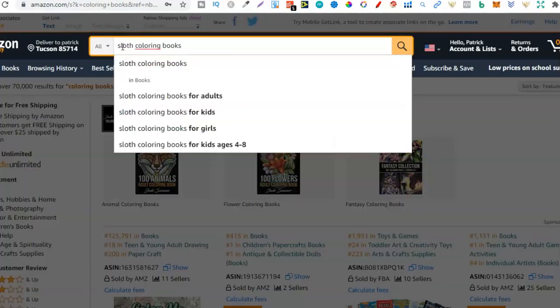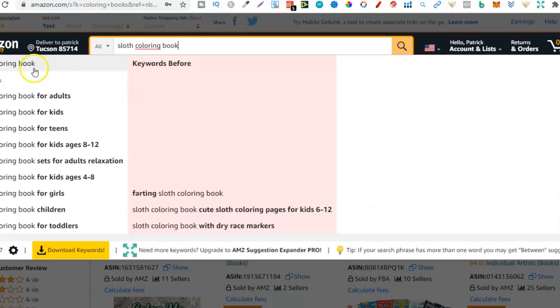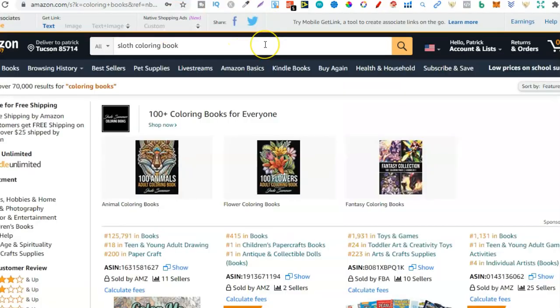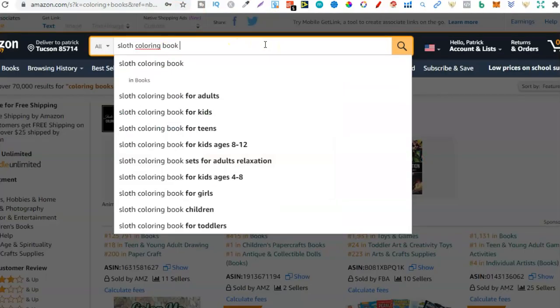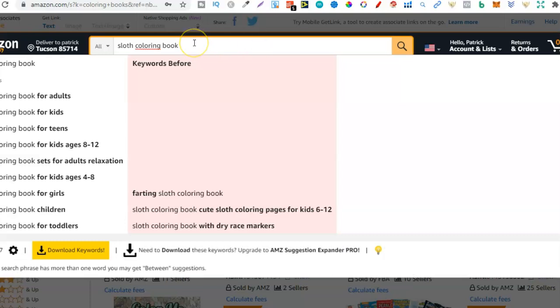So let's do that, sloth colouring books. If we take away the S, let's just do that, we can see sloth colouring book for adults, kids, teens, kids ages 8 to 12, 4 to 8, children, toddlers. Now, the more popular a niche actually is, the more keywords that you're going to find. And because there's going to be more keywords, it gives you a much better chance of actually finding those profitable keywords. But again, these can be broken down with most niches when it comes to colouring books.